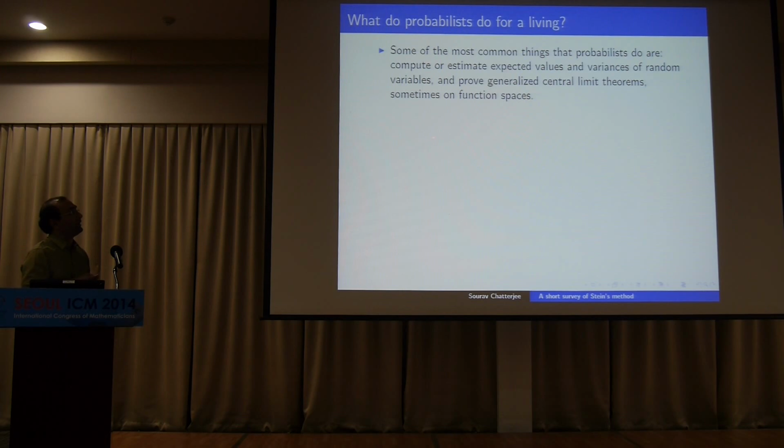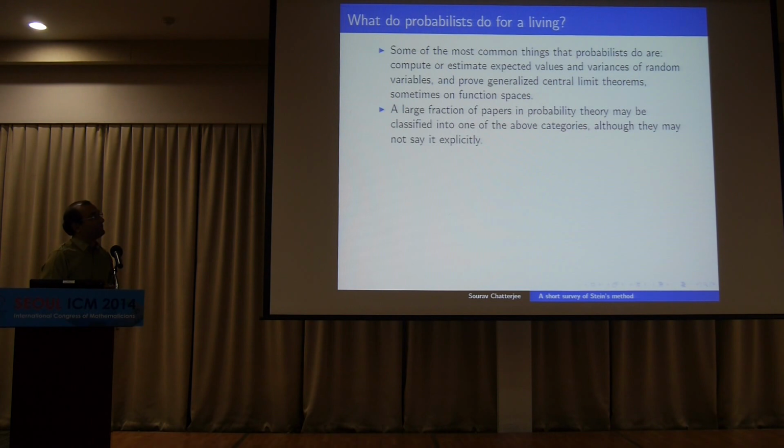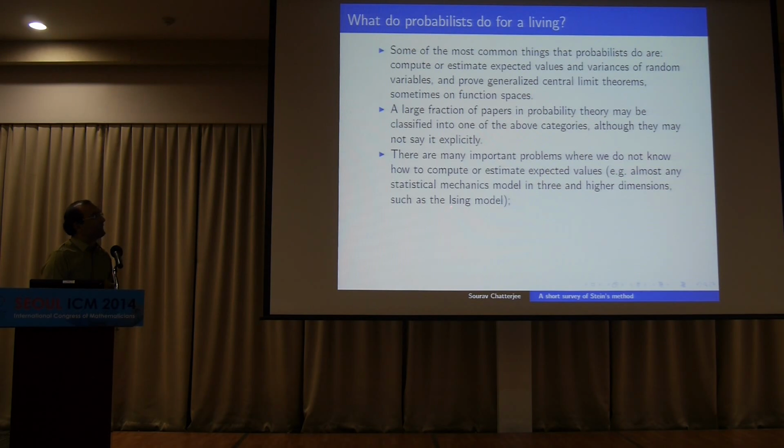So the thing is, what do probabilists do? Some of the most common things that we do is we estimate or compute expected values and orders of fluctuations of random variables, or we prove generalized central limit theorems, sometimes distributional limit theorems or on function spaces. In a generalized sense, a large fraction of papers are one of these. You may not explicitly see that, but this is what we do most of the time.